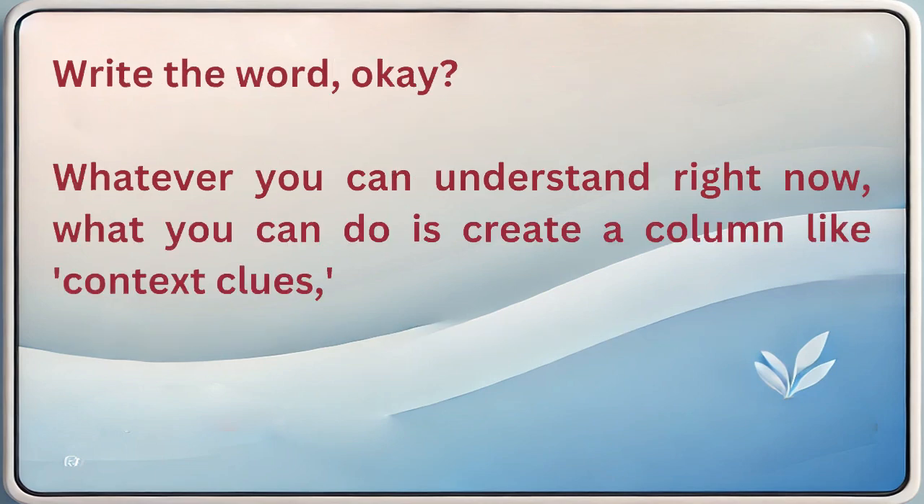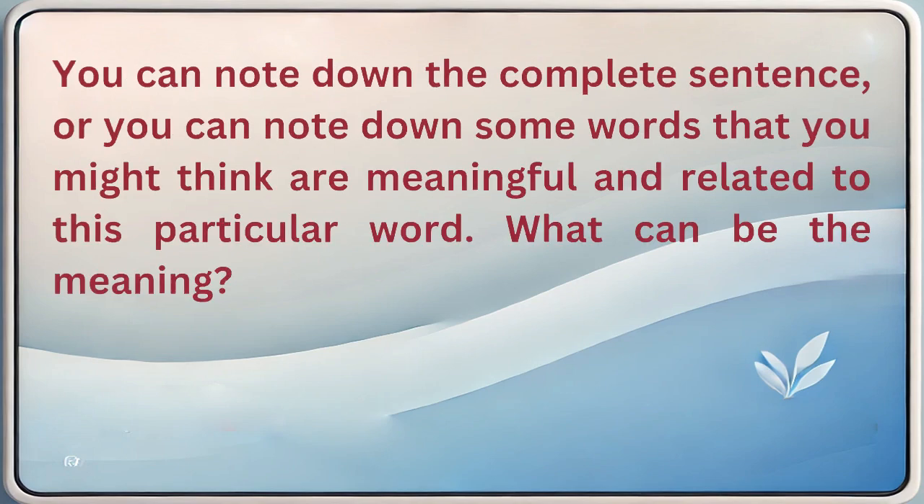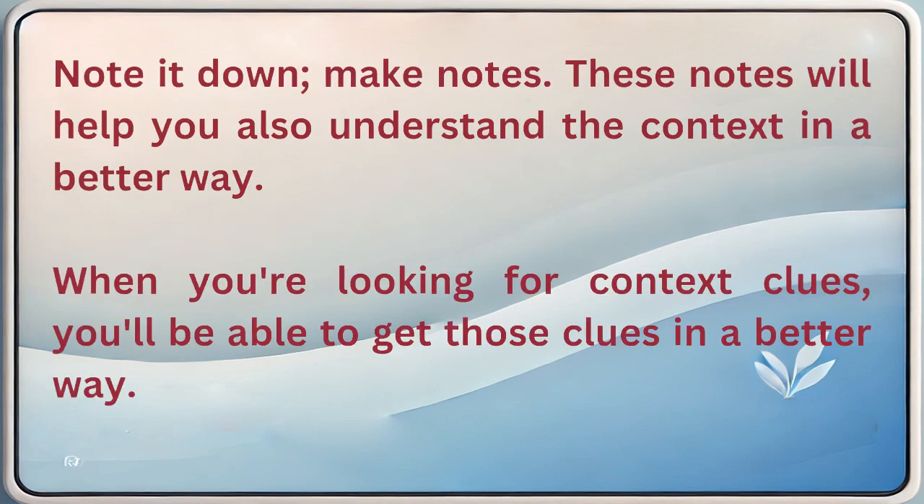Write the word, okay? Whatever you can understand right now, what you can do is create a column like context clues, and you can note down the things that you can relate to that particular word from the sentence. You can note down the complete sentence, or you can note down some words that you might think are meaningful and related to this particular word. What can be the meaning? Note it down. Make notes.